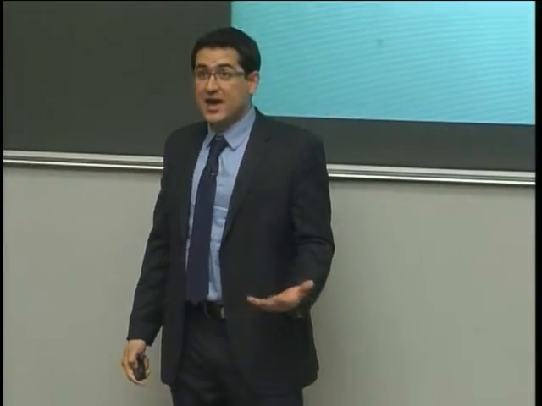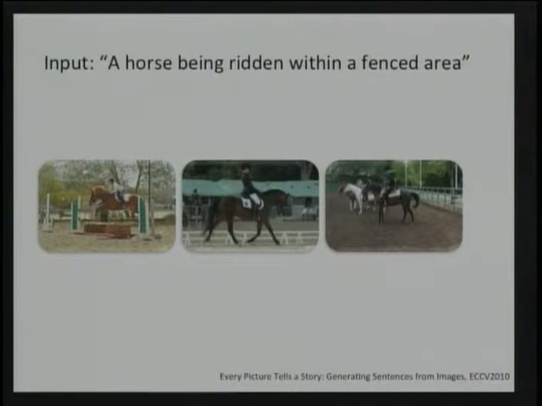It's surprising that such a method actually works. Since our model is symmetric, I can go the other way around. If you give me a sentence, I can map it to the space of meaning, score all of my images, and pick the best scoring one. For example, for a sentence like "a horse being ridden within a fenced area," written by annotators on Mechanical Turk, these are the top scoring images.